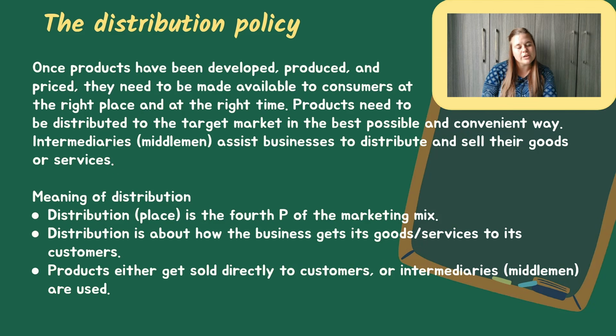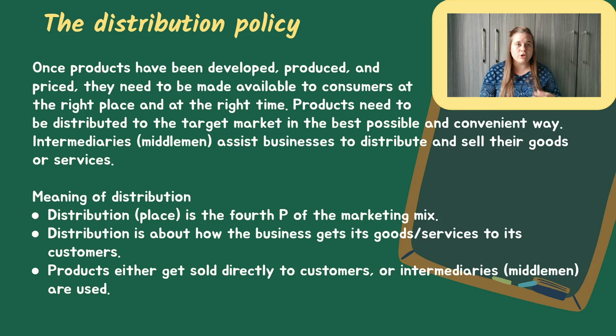Then we're looking at the distribution policy. The products have been developed, they've been produced, they are priced. Now they need to actually be made available to the consumers at the right place and the right time. Products need to be distributed to the target market in the best possible and convenient way. Intermediaries, we can also call them middlemen, assist businesses to distribute and sell their goods and services. We're looking at intermediaries a little bit later.